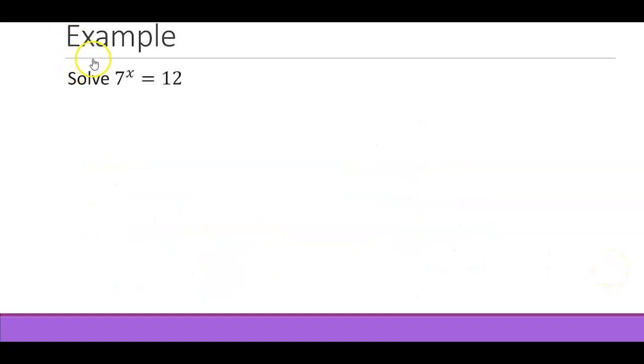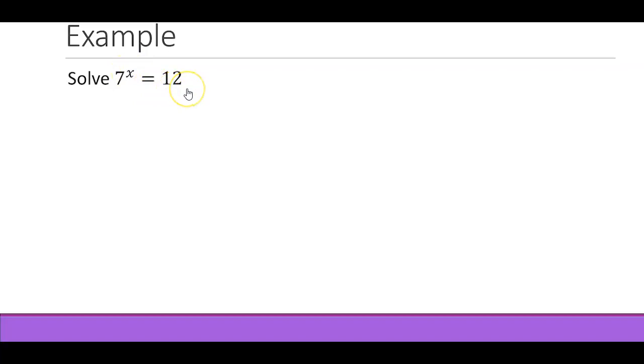In this next example, we're told to solve 7 to the x equals 12. And we can't use the previous strategy. There's no way to rewrite both sides so that they have the same base. Now here, we only have one term with an exponential. I have 7 to the x on the left-hand side equals a number.